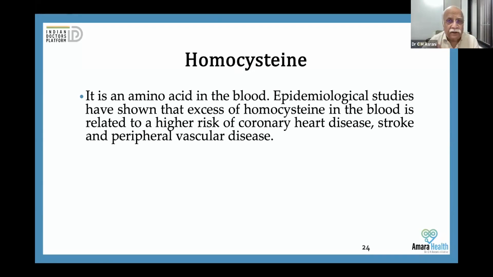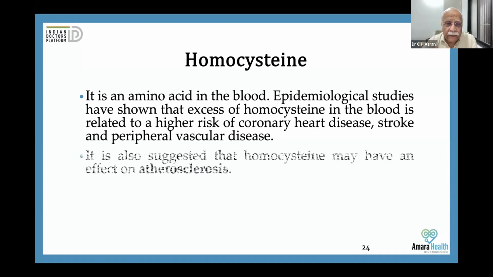Smokers form very good clots. High homocysteine will form good clots and earlier clots. So you have a risk of coronary heart disease, stroke, and peripheral vascular disease. Maybe DVT also. So you have a patient who's got DVT, you should check homocysteine. You have a patient of coronary artery disease, you should check homocysteine. It's also suggested that homocysteine may have an effect on atherosclerosis. It may worsen atherosclerosis.